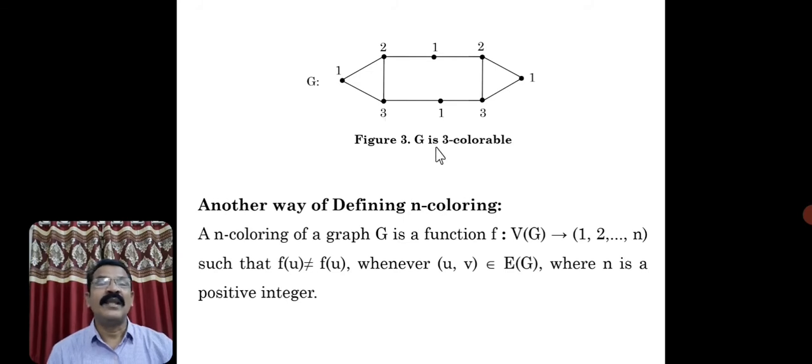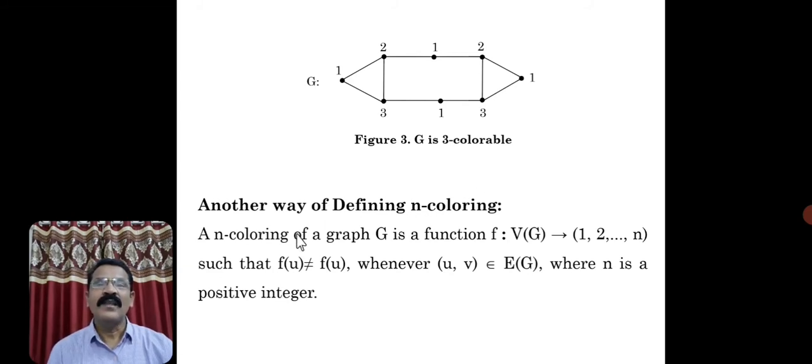See, again it is a 3 colorable graph. Though in the first slide it was an 8 coloring graph, in the second slide it was a 6 colorable graph. Now it is a 3 colorable graph. See the importance of these changes.